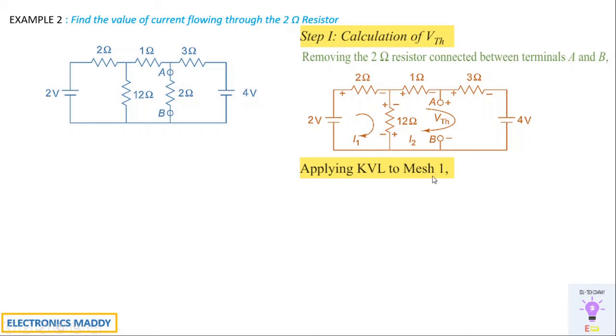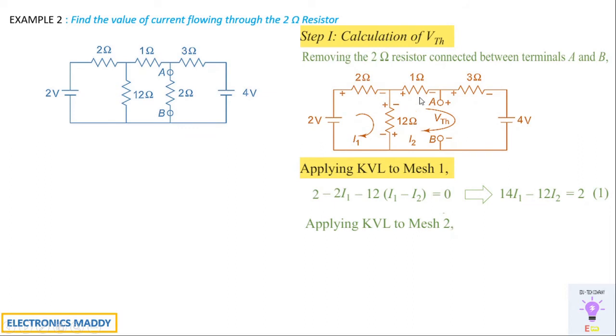So we'll be applying KVL to mesh 1. In this case, if you see, we have considered the direction to be clockwise, so you can consider it anti-clockwise as well, but suitable assumptions with respect to sign should be made. So our first step is the current is entering 2 volts, that is from minus to plus, so we'll be writing plus 2. Again, with respect to the resistor, plus to minus, so minus 2 times I1, and now again plus to minus, 12 is the value of the resistor times I1 minus I2, because we are considering this mesh. So that is equal to 0 according to KVL. We can simplify this and write it as equation 1.